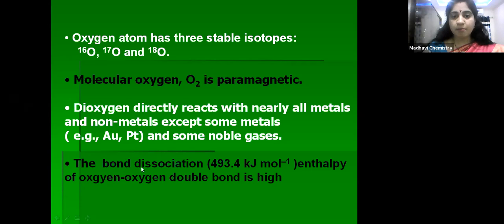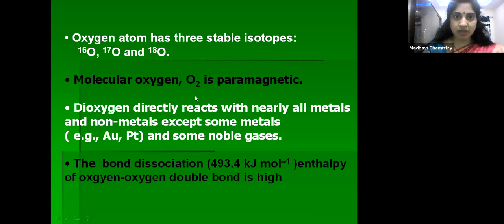Next, the bond dissociation enthalpy of the oxygen double bond is high, because there is a double bond between oxygen and oxygen. High bond dissociation enthalpy is required because the size of the oxygen atom is very small and there is a double bond between the two oxygen atoms. So the bond length is very small, and that's why the bond dissociation enthalpy is very high, that is 493.4 kilojoules per mole, right children?